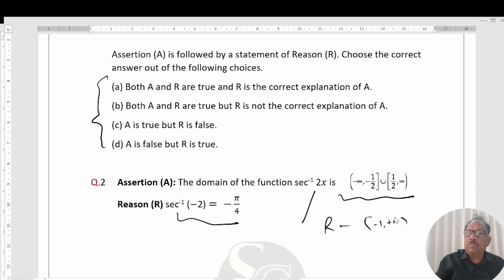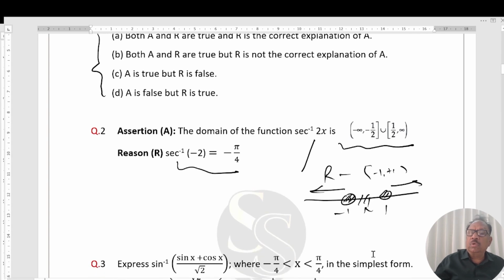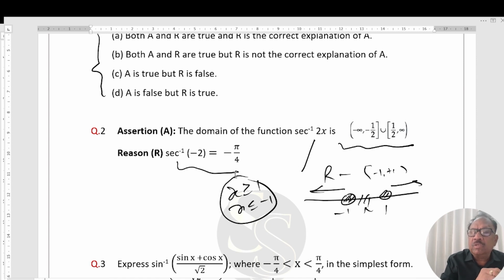This is minus 1 to 1. This portion is not to be considered. Or you can write it as x greater than or equal to 1 or x less than or equal to minus 1. This is the domain of sec of inverse x.